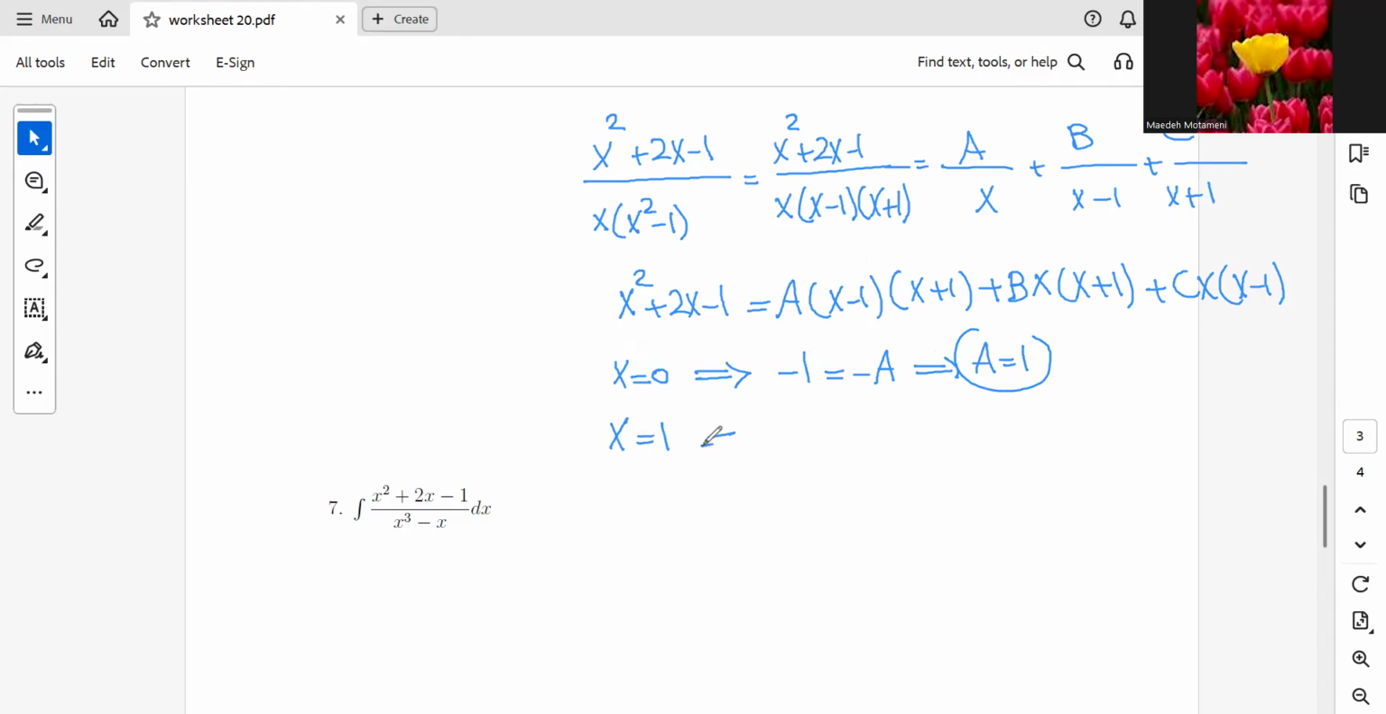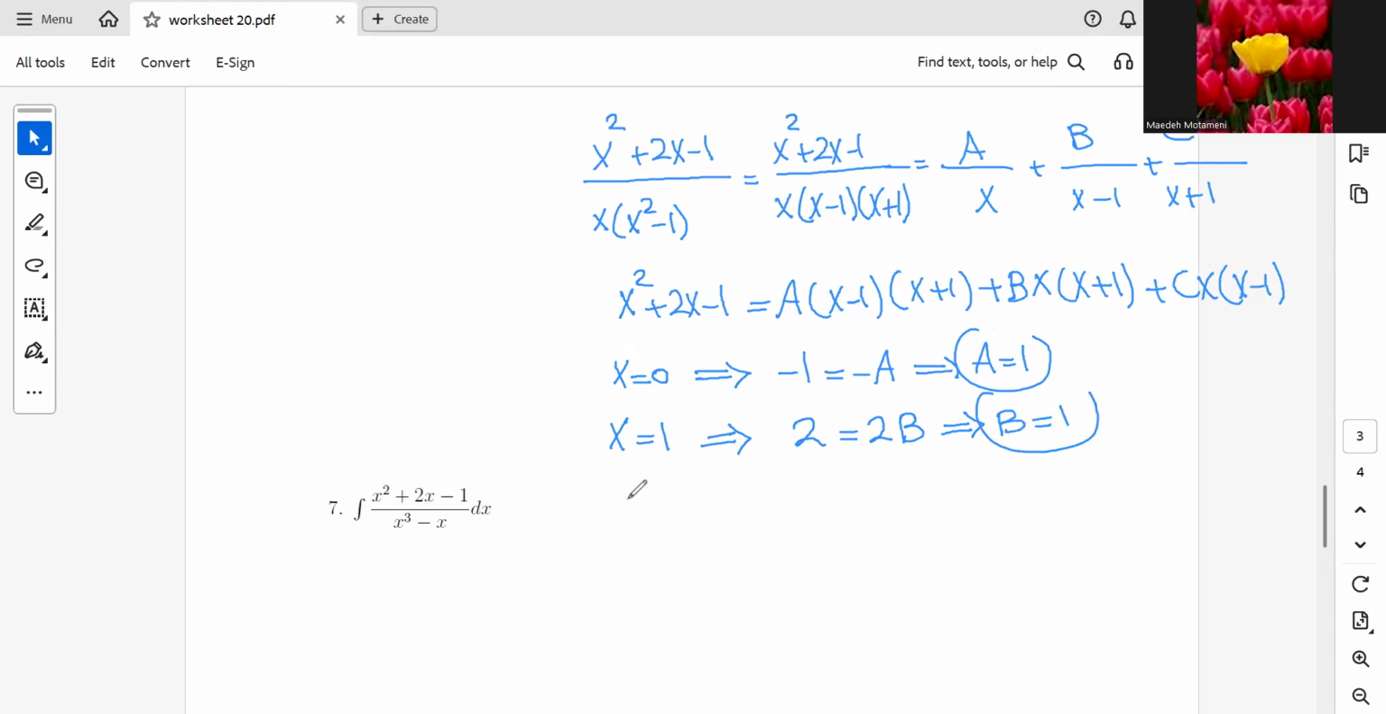x equals 1. Pick another number. We prefer to pick numbers that make some of these terms 0. So if we plug in 1 on the left side, we would have 1 plus 2 minus 1, which is 2, equals, for the right side, we don't have the first one because it will be 0. We don't have the last one. We only have the middle one. If you plug in 1, you get 2B. So B will be 1 here.